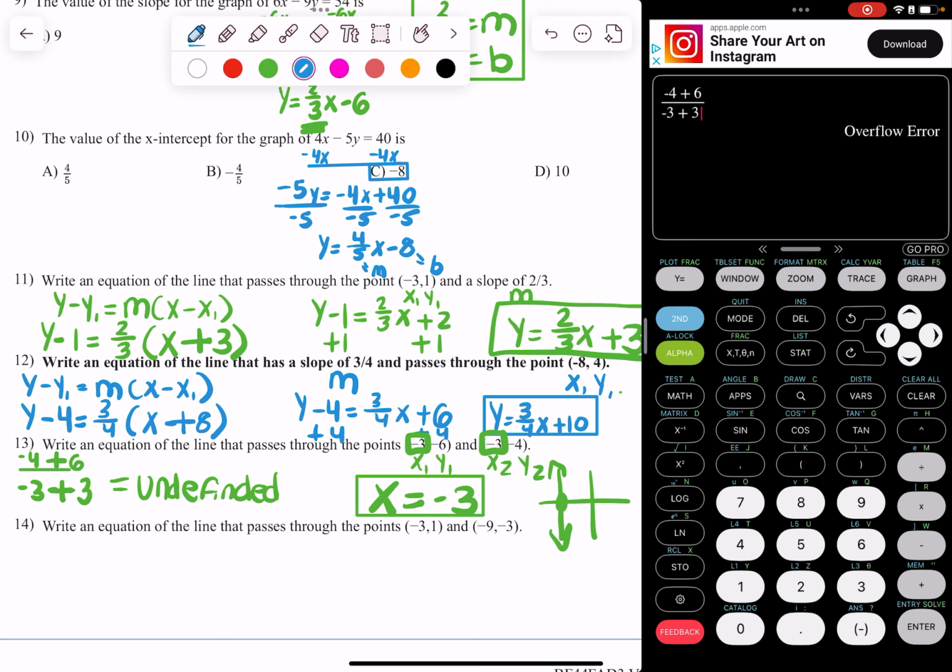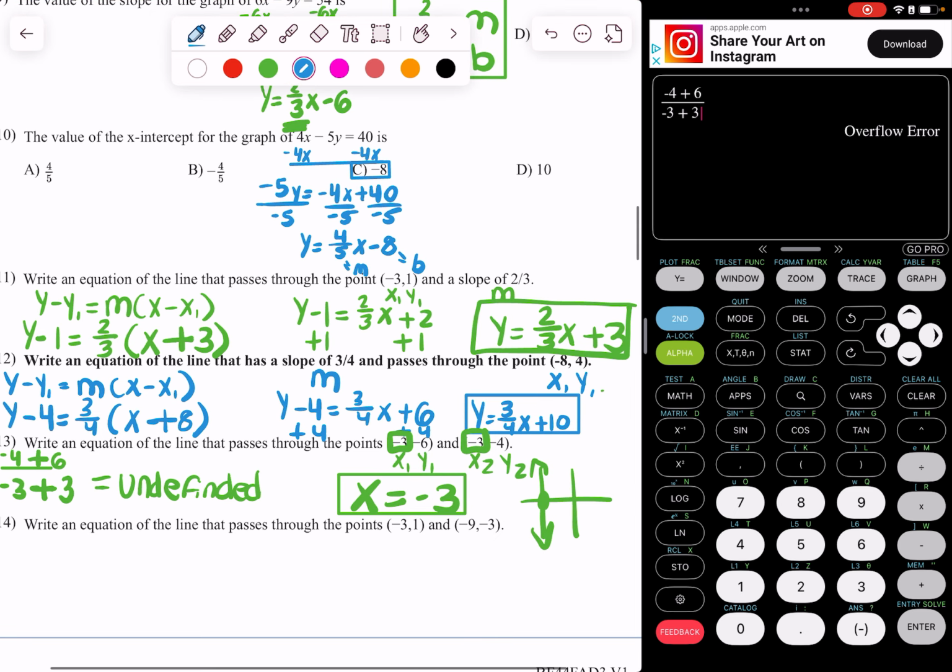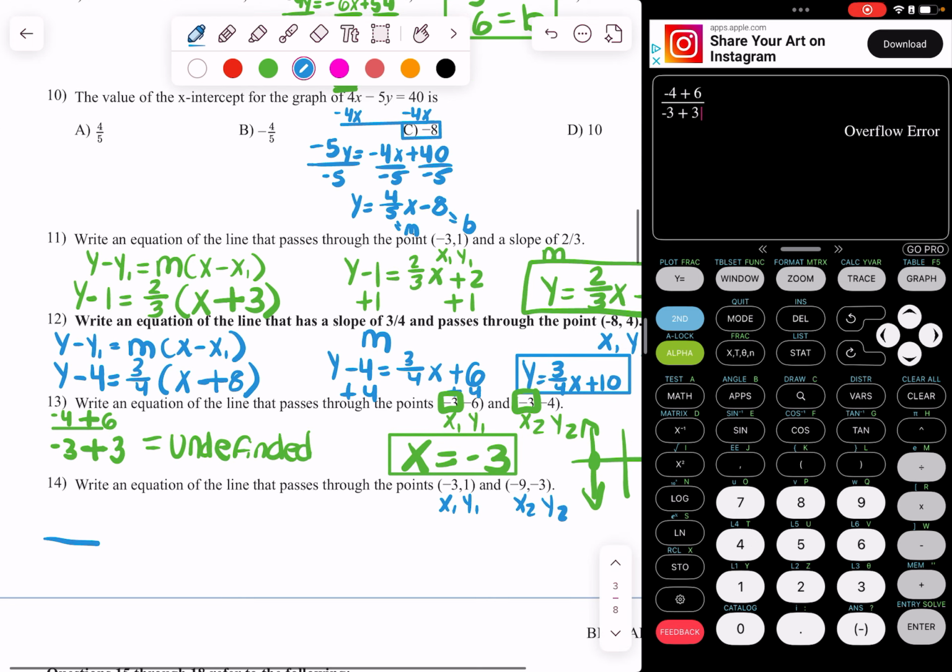We won't see that on the quiz. We will see a question more like number 14 where the slope does work out. So let's try that. x1, y1, x2, y2. All right. Our y2 is negative 3 minus our y1, which is 1. Our x2 is negative 9 minus our x1, which is negative 3. Minus negative becomes a plus.